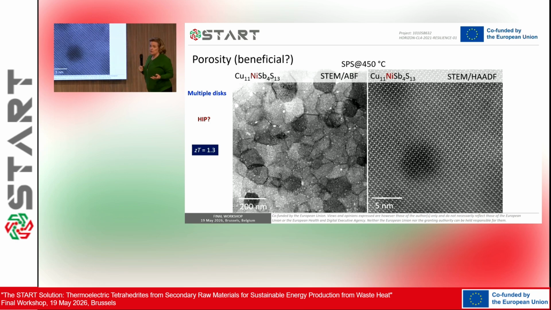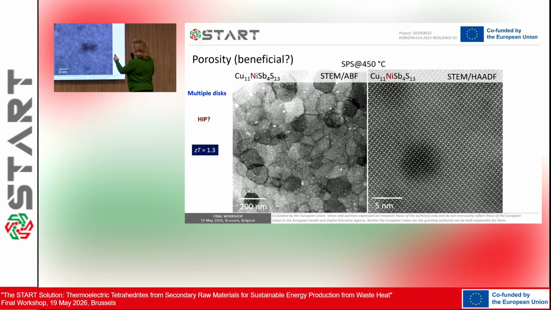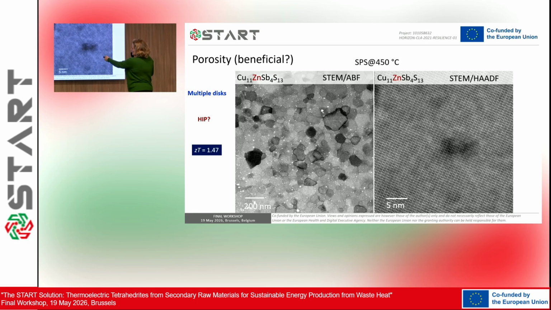Again, according to the theory, this should not be okay. It should be bad. But we have quite good ZTs, again. So the question is, if we close the pores, how good is tetrahedrite going to be? This is what we want to do. In this case, we have zinc. In this case, we had nickel. Zinc, the same, full of pores. It's much smaller.